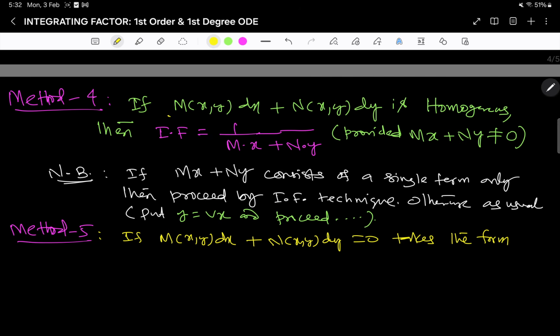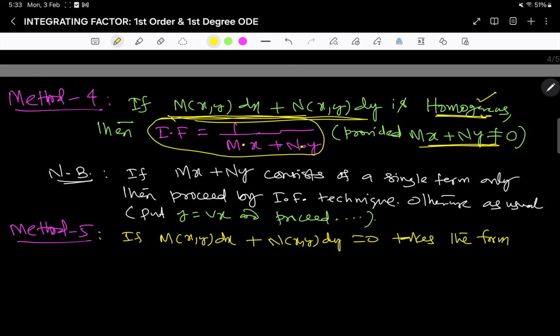So this is the usual form as we know. Once this is a homogeneous one, by inspection we can see, then the integrating factor will be 1 by m into x plus n into y, provided this denominator is not equal to 0. We know the usual technique, putting y equal to vx, we can solve it, but it is a lengthy approach. However, if this denominator mx plus ny consists of a single term, then this integrating factor technique will be an easier approach.